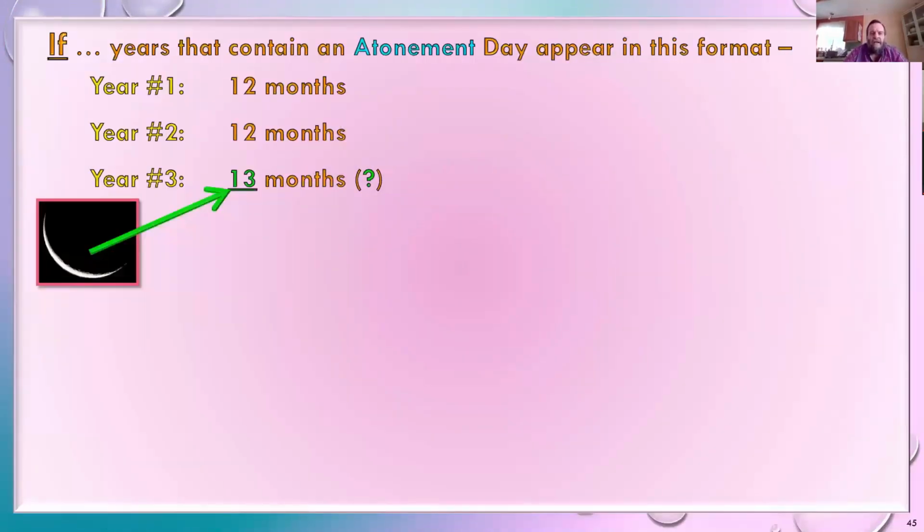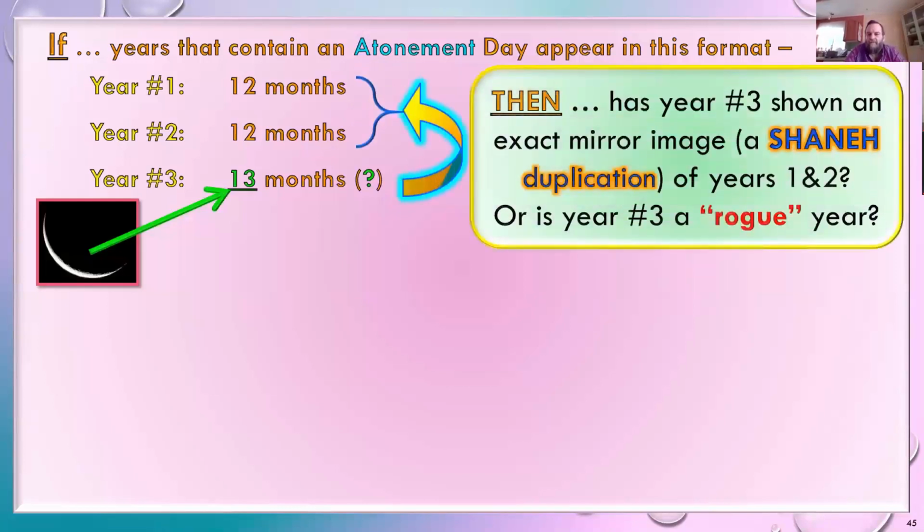If years that contain an atonement day appear in this format, year 1 would have 12 months, year number 2 would have 12 months, and what happens if year number 3 has 13 months? That would be the lunar system. What is going to take place? Year number 3, has year number 3 shown as an exact mirror image? Is year number 3 a Shanei duplication of years 1 and 2? Or is year number 3 a rogue year? I've also heard that described as a mutation.